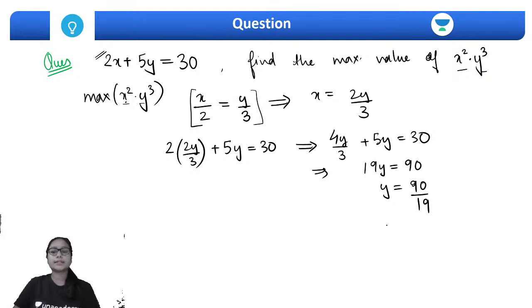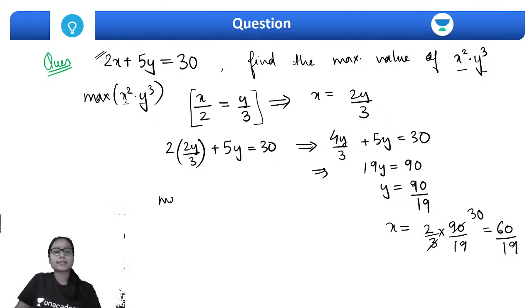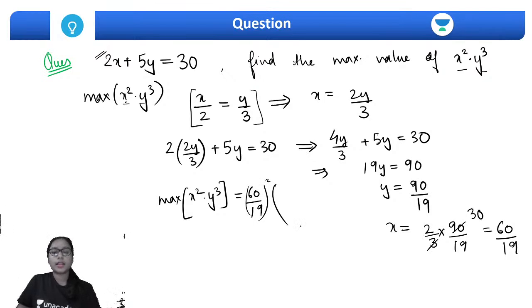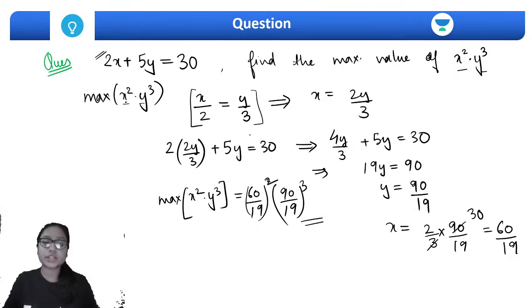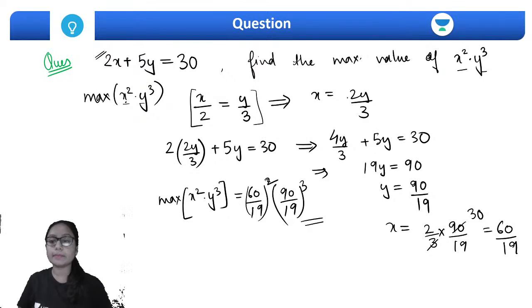So if y is this, then x will be equal to 2 by 3 of 90 by 19, which is 60 by 19. So the maximum value of x square into y cube is equal to 60 by 19 whole square into 90 by 19 whole cube. Is this question clear? The way of finding the maximum value.